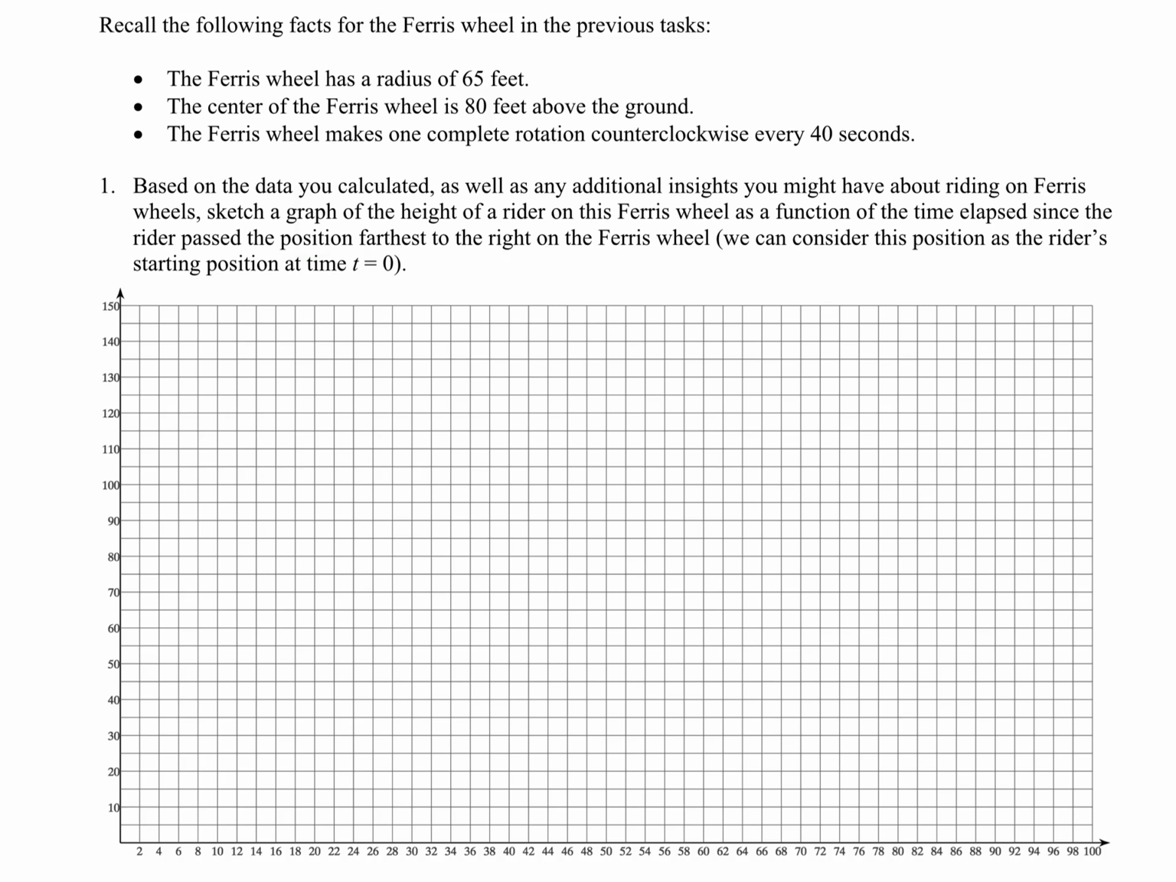Based on this data that we calculated, and anything else that we know about riding on a Ferris wheel, we can sketch a graph of the height of the rider on the Ferris wheel as a function of time elapsed since the rider passed that position farthest to the right on the Ferris wheel. So we're going to consider this position to be time t equals 0. If we go back and look at our 5.3 notes and plot all of the points that we calculated, it should look something like this.